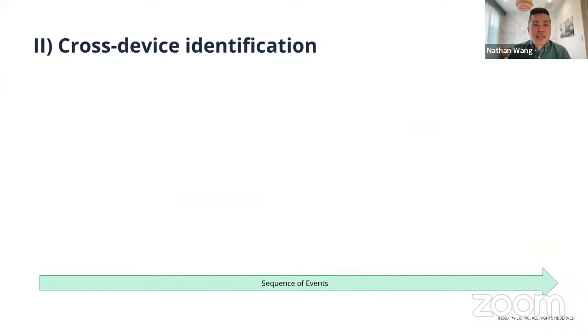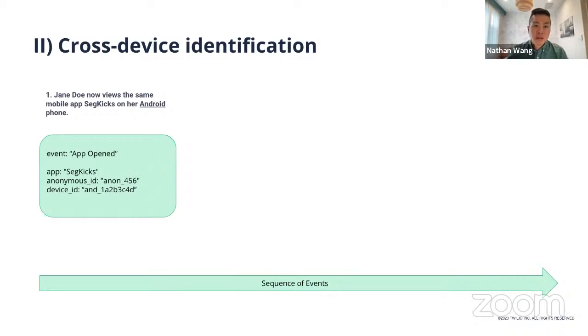Next, cross-device identification. Users can have multiple touch points with an app ecosystem through more than one device. For example, users might interact with an e-commerce app through a native app, a web browser, and an email web browser. That's what I meant. So continuing with the example of Jane Doe, she now views the same mobile app of SecKicks, but this time on her Android phone. And as you can see, because this is a new session, there is a new anonymous ID ending in 456 and a new device ID. That's basically an Android device ID.